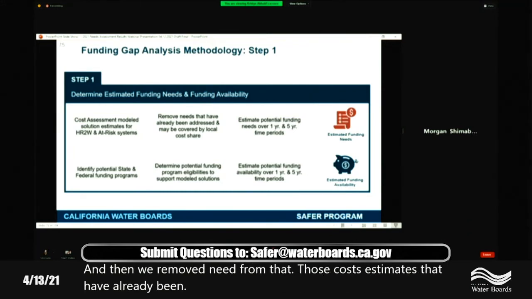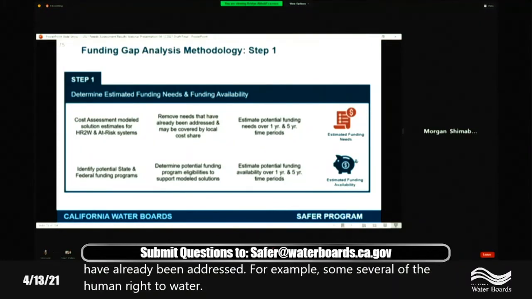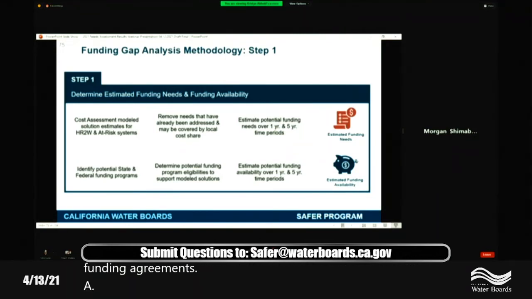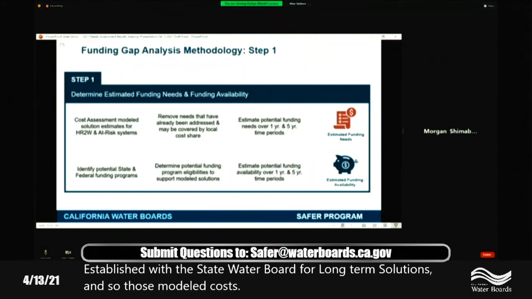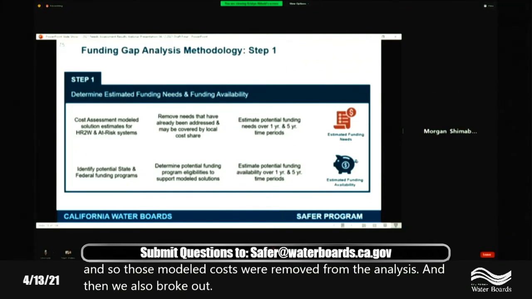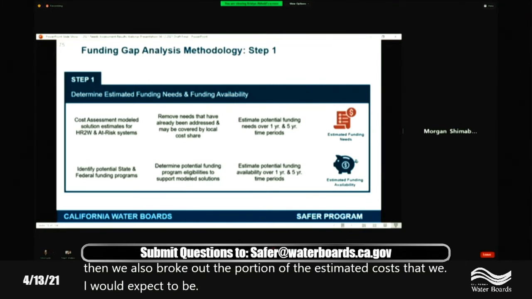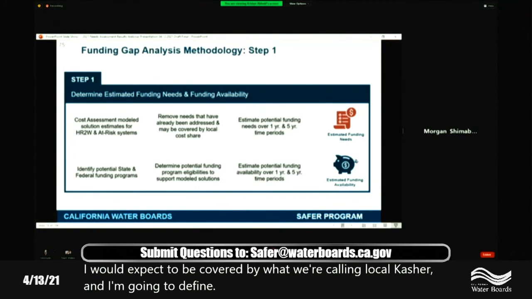For example, several of the human right to water and at-risk public water systems already have funding agreements established with the State Water Board for long-term solutions. And so those modeled costs were removed from the analysis. And then we also broke out the portion of the estimated costs that we would expect to be covered by what we're calling local cost share. And I'm going to define that more concretely in a successive slide.